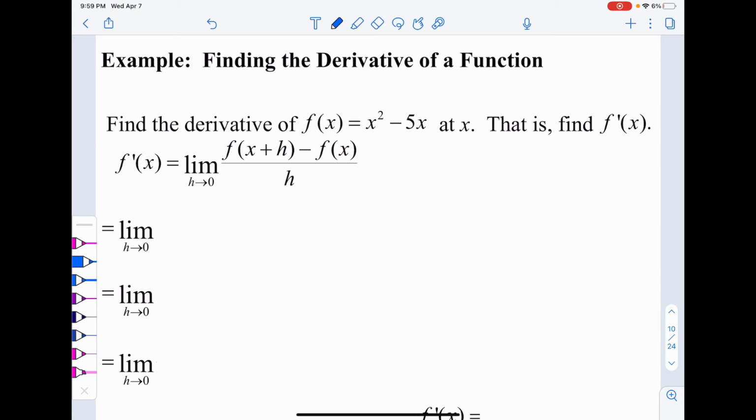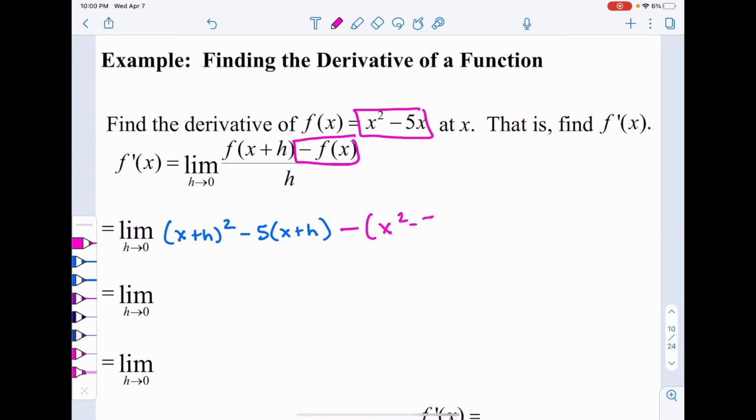So now we're going to take this x plus h and plug it in for x. We're going to start with x plus h, that's squared, minus 5 times x plus h. And then we are going to subtract our function. We're going to subtract this whole function, x squared minus 5x. And we're going to divide that whole thing by h. So all that changes from the last example is we're not plugging in a number for that x value or that a value. We are just plugging in that x plus h.